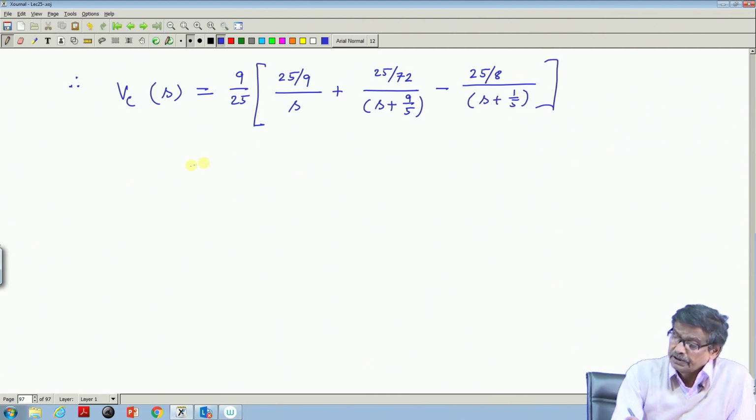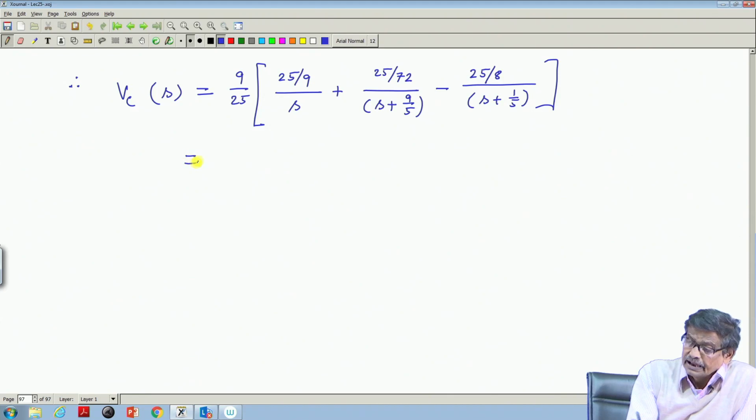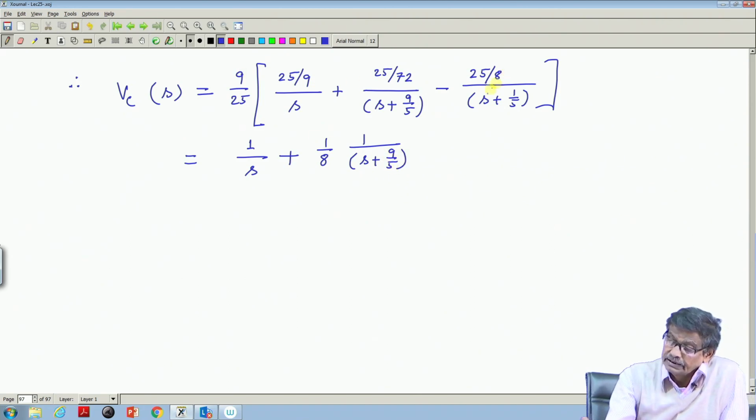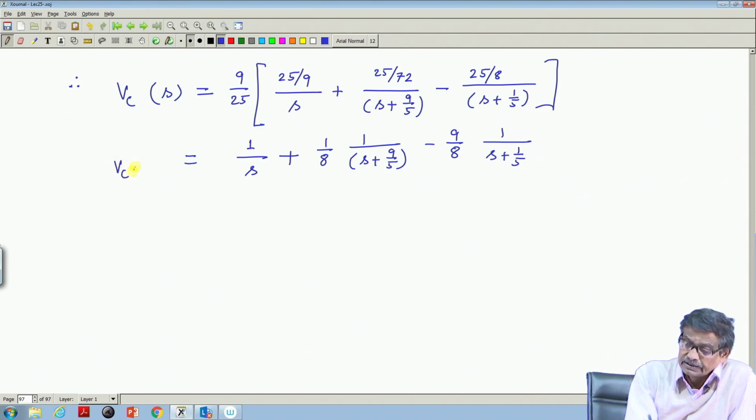I am now very happy because it is working out. So, this 9 by 25 you push it inside. This will become 1 by S, and this will become 1 by 8 into 1 by S plus 9 by 5, and here it will be minus 9 by 8 into 1 by S plus 1 by 5. Hopefully, it is correct. This is VCS.